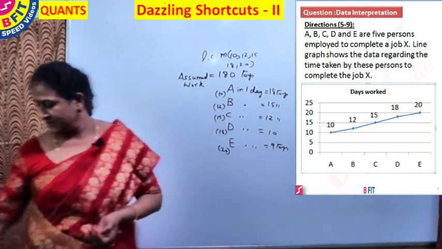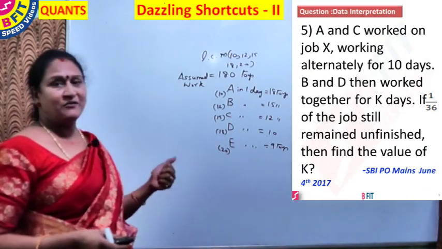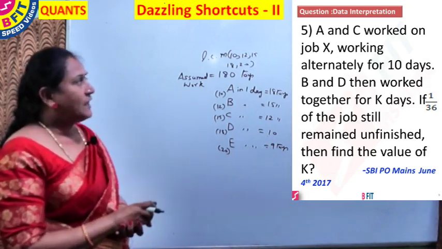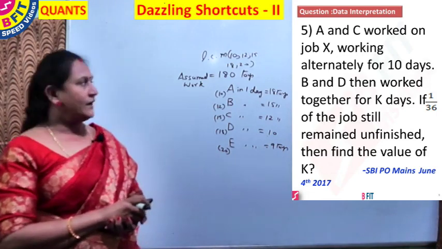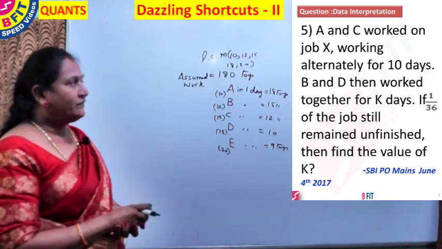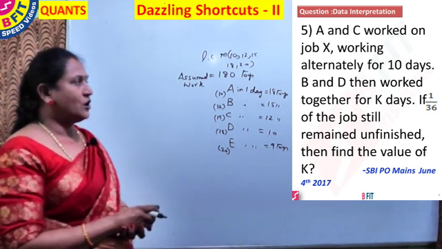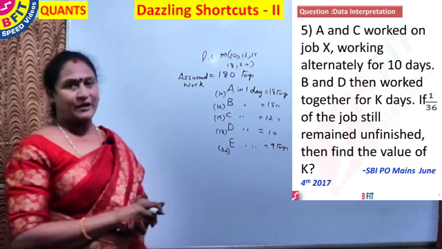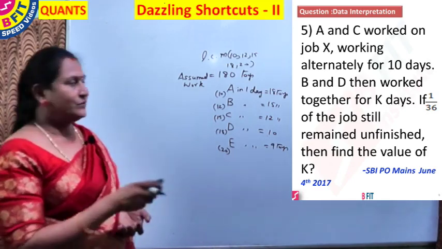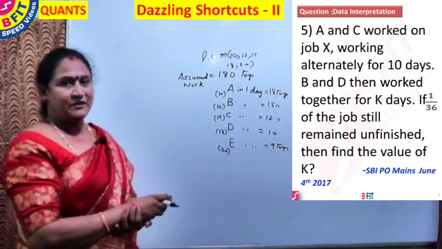So we'll see the question. This is question number 5. The question is: A and C worked on job X, working alternately for 10 days. B and D then worked together for K days. If 1 by 36 of the job still remains unfinished, then find the value of K. So now you can see how easily we can proceed with this data.